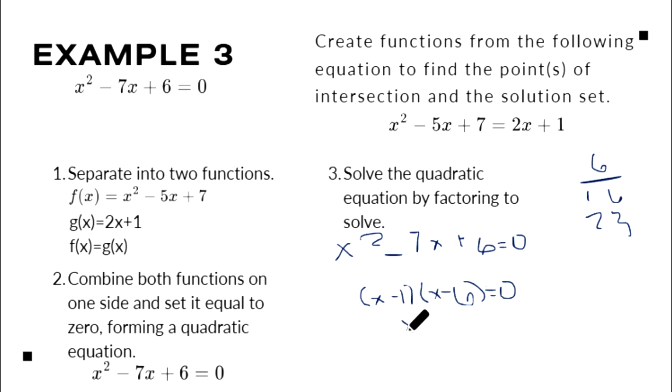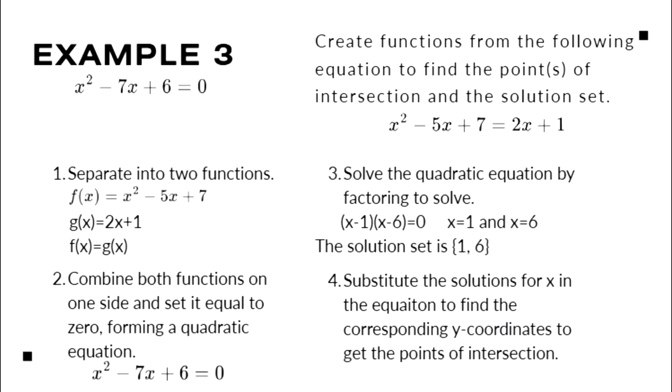So that means our values are going to be x is equal to positive 1 and x is equal to positive 6. And I know that because if I go x minus 1 equals 0 and add 1 to both sides, then I'm going to end up with x is equal to 1. Okay, so it's going to work for 6 too. So here's our 2 solutions, and our solution set. Our solution set is 1 and 6. Okay, I did it right. Go me!